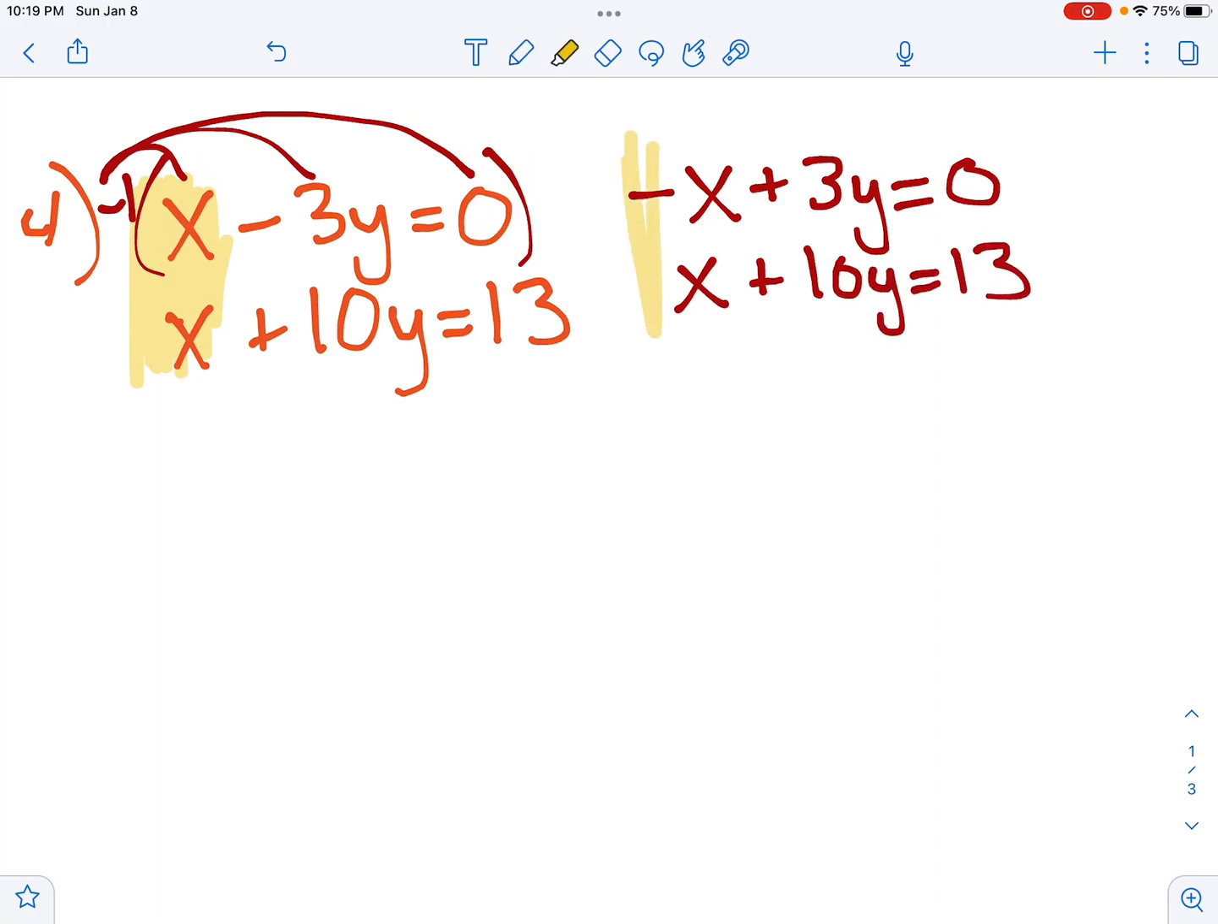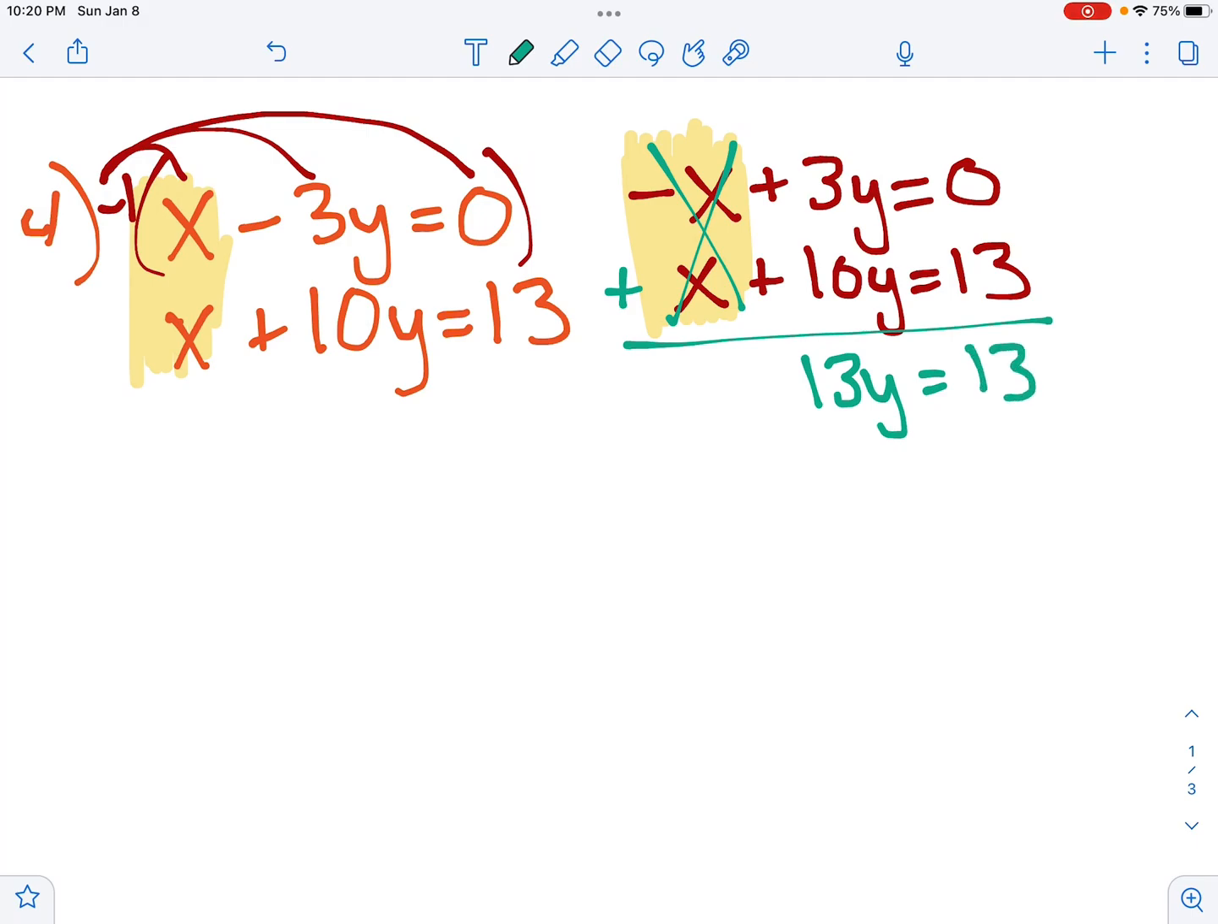Now I can see that my x's, they line up, they have the opposite sign, and they have the same number. So I'm going to go ahead and add my equations together. -x plus x, eliminate, they cancel. 3 plus 10 would be 13y. 0 plus 13 would also be 13. Now I'm down to one variable, so I'm going to go ahead and solve for it. This one's a one-stepper. We can just divide by 13 to get y equals 1.